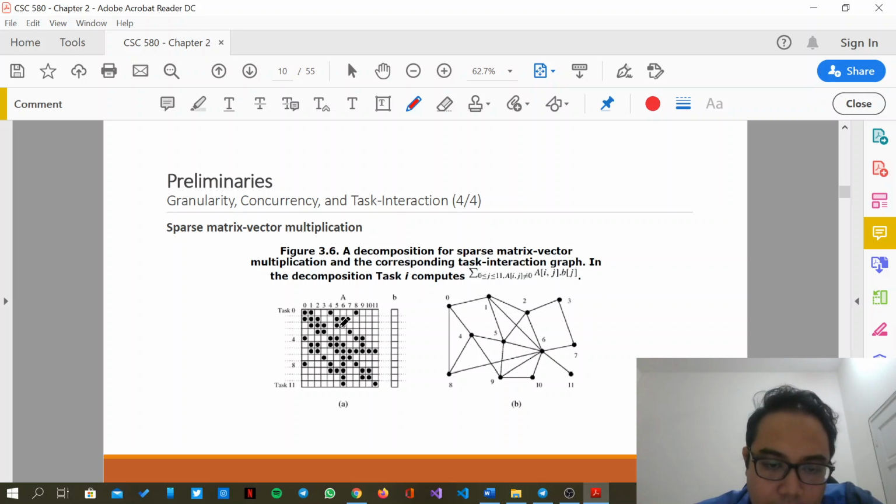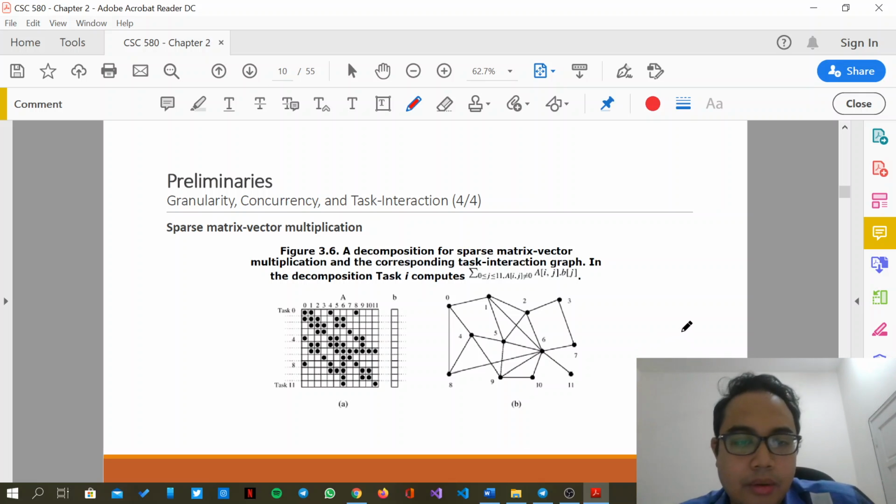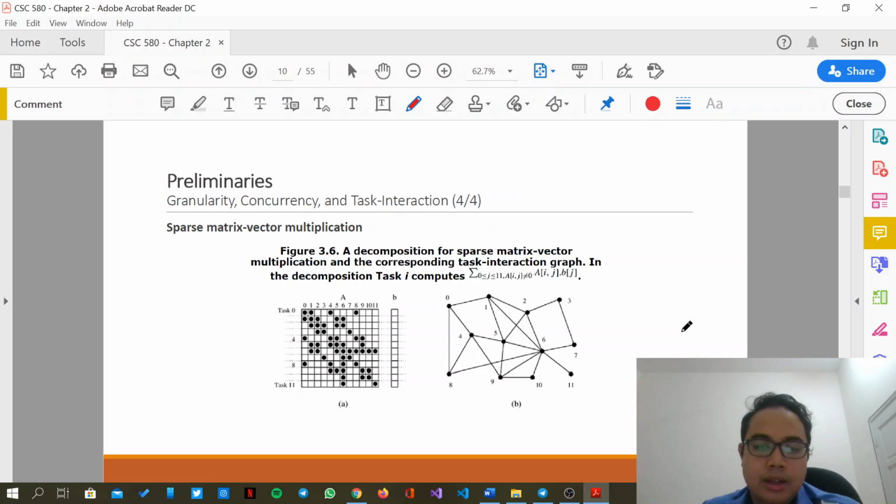Then is there any interaction with task 4? No, so there is none here. Then interaction with task 5? Yes, there is interaction with task 5. And then task 6, is there? Yes, there is interaction with task 6. So this is the only way to do this for the sparse matrix vector. This is how we show the graph of interaction. Okay, this is the matrix of task interaction, and this is the graph of task interaction.